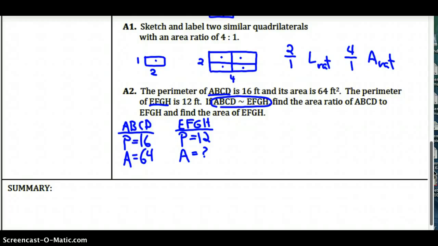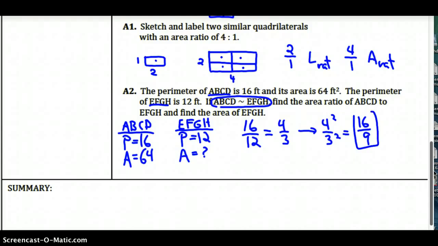So I'm going to use a little bit of my workspace to kind of set up this situation here. And now they're asking us to find the area ratio of ABCD to EFGH, whereas I really don't have both areas. So I'm going to have to use the perimeter, which is a length. So I'm going to take 16 over 12, that is my length ratio. I'm going to reduce it because they have a common factor of 4. And then I'm going to change it to an area ratio by squaring respectively the numerator and denominator. So I get 16 over 9 is my area ratio.